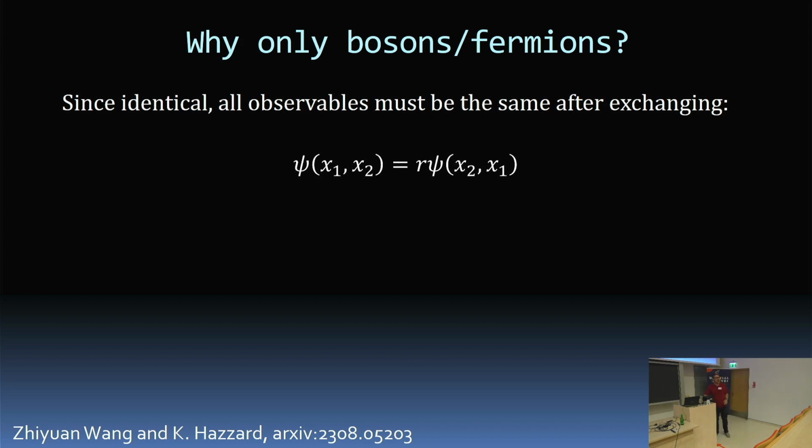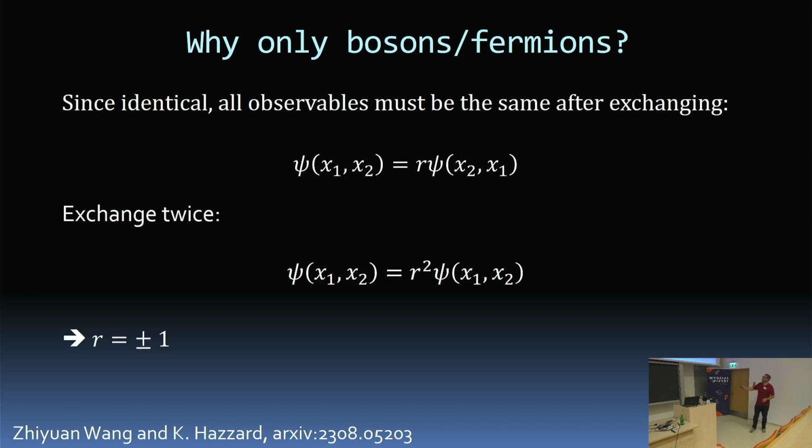When we exchange two identical particles, let's just take a two-particle system for simplicity, I have a wave function of coordinates x1 and x2. I swap them, and I'm going to get some new state. If the particles are identical, none of the observables can change. So what's the only way I can guarantee that? Well, I have to have the same wave function, except I could have a phase factor, right? Some phase factor r. Now repeat that twice, and what you get is that psi(x1, x2) is r squared psi(x1, x2). So what is r squared? It has to be plus or minus 1.